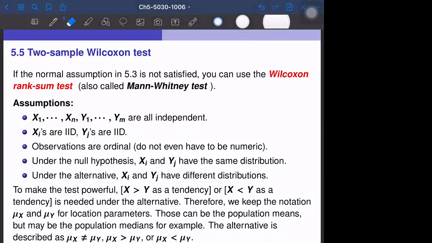Hi, the next section: the two-sample Wilcoxon test, or Wilcoxon rank sum test, or Mann-Whitney test. This is the test for testing mu x is equal to mu y, but we don't have any assumption on the distribution of x and y. Some assumptions: we have two samples, the xi's are IID and the yj's are IID, and also x and y are independent.